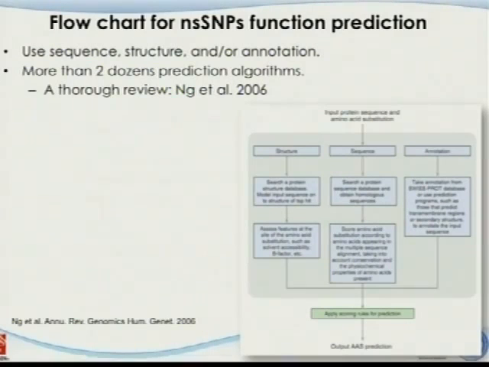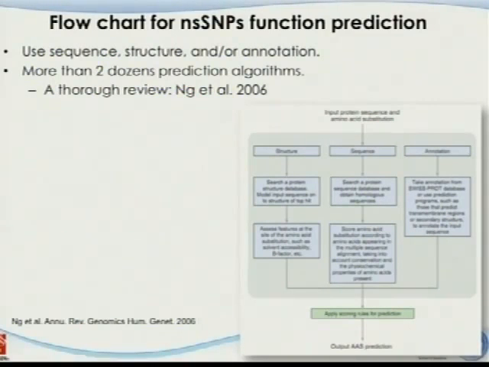So the general workflow is: the input is the protein sequence and amino acid substitutions. It goes through the structure pathway: search a protein structure database, then model the input sequence on the structure of the top hit, and then calculate the probability. The second part is to take the sequence, search a protein sequence database and obtain homologous sequences. So basically, you do a comparative genomic analysis and find the regions that are evolutionarily conserved. They are more likely to be important. And the third one is the annotation.